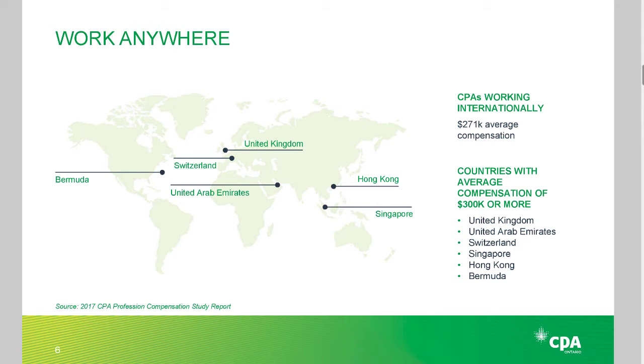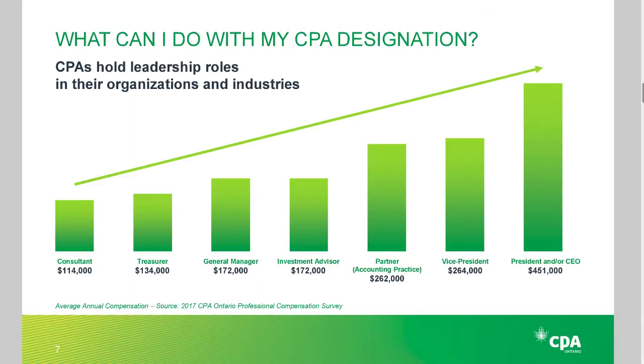And you can see the average salary based on a 2017 census is $271,000 for those who are living abroad. Now, I think there's great value in the experience itself, but you can see that for countries like the United Kingdom, the UAE, Switzerland, Hong Kong, Bermuda, those salaries soar north of $300,000. For those of you looking to work more domestically, these are some of the salaries, not right when you get designated, but it isn't uncommon to have people in the six-figure range within 5 to 10 years of being designated.